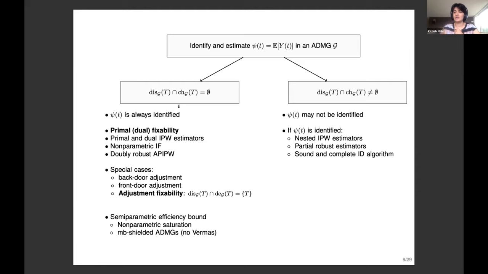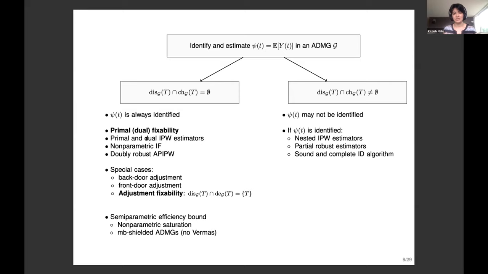In an ADMG where the treatment is primal fixable, we're going to propose several estimators like the primal IPW estimator and the dual IPW estimator, derive the efficient influence function in the non-parametric model, and show that the estimator we get out of it is doubly robust. This class of primal fixability is very interesting because it has a lot of interesting special cases, like the backdoor adjustment and the front-door adjustment.